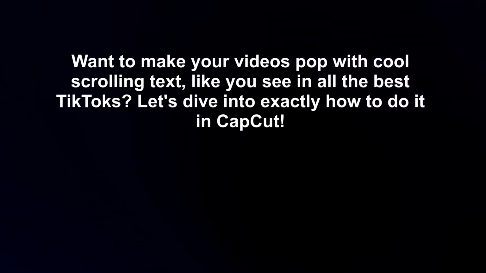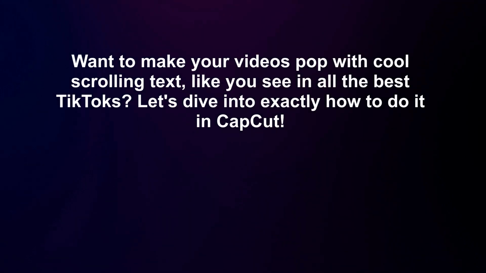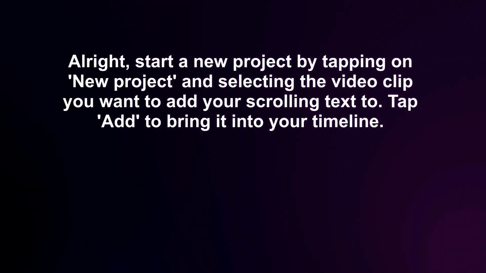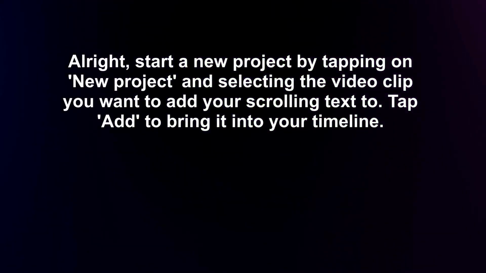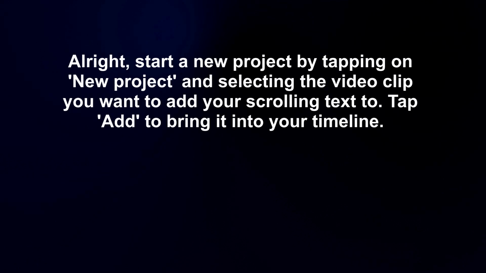Want to make your videos pop with cool scrolling text like you see in all the best TikToks? Let's dive into exactly how to do it in Capcut. Alright, start a new project by tapping on New Project and selecting the video clip you want to add your scrolling text to. Tap Add to bring it into your timeline.